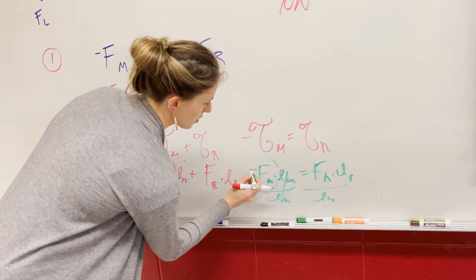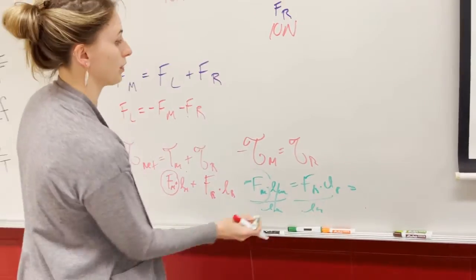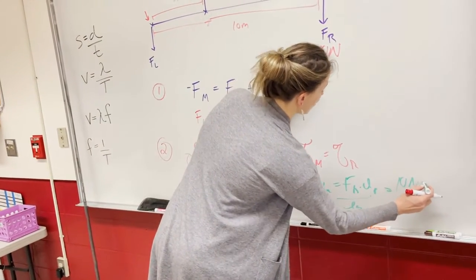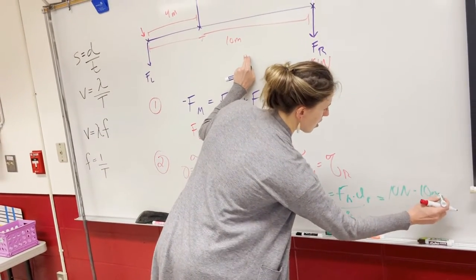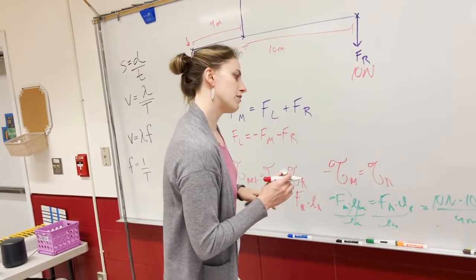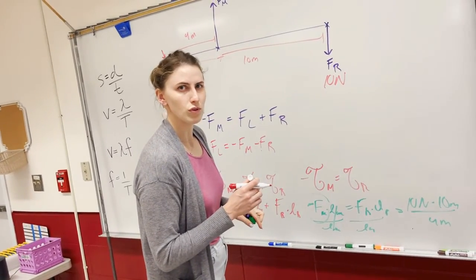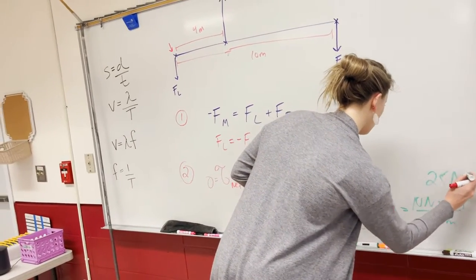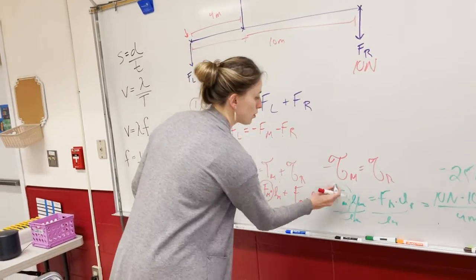And we know the force, so let's plug them in here. This was the force on the right, so that's 10 newtons times the 10 meters divided by 4 meters. So that's 100 divided by 4, that's going to be 25, right? So that'd be 25 newtons. Negative. Okay, so that's the force in the middle.